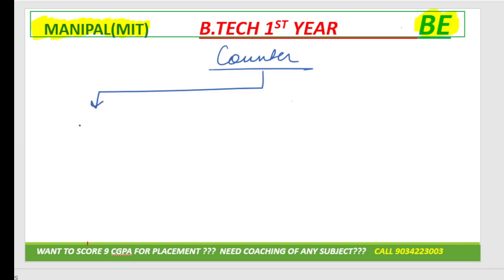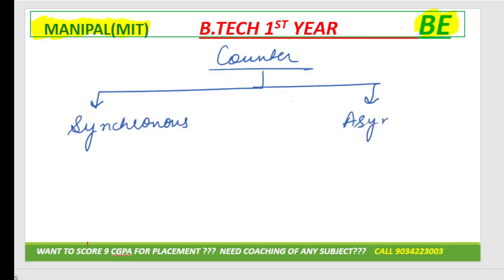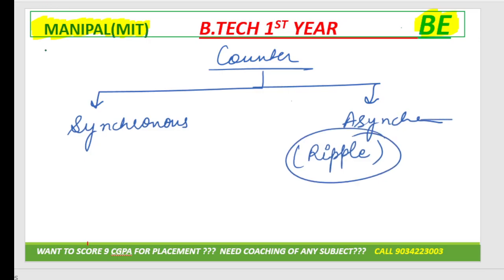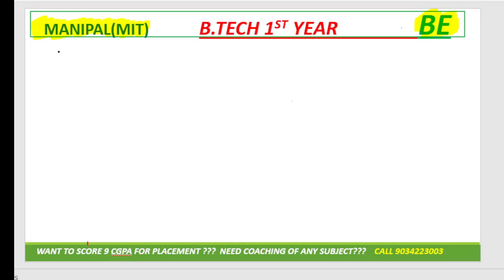One is the synchronous counter and another is the asynchronous counter. ठीक है? Counter may be synchronous or asynchronous, depends. So generally in Manipal, ये क्या पूछते हैं, they'll ask you generally an asynchronous counter, and इसको हम ripple counter भी बोलते हैं. ठीक है? Asynchronous counter और ripple counter means they are the same thing. ठीक है? So see how they will ask you in the paper.